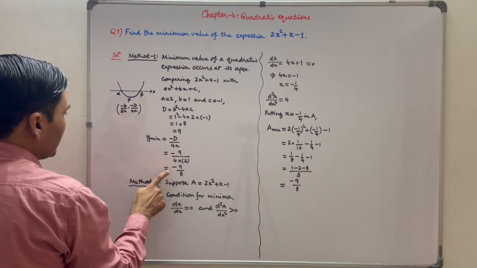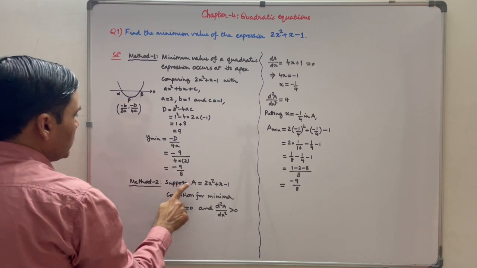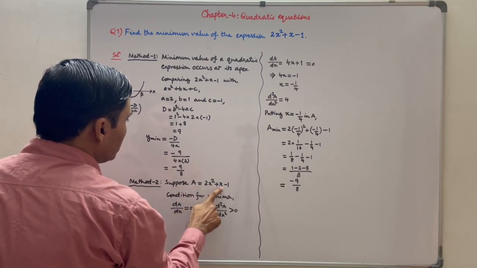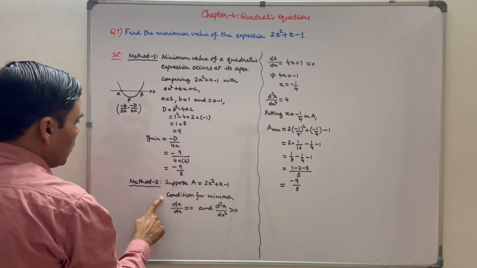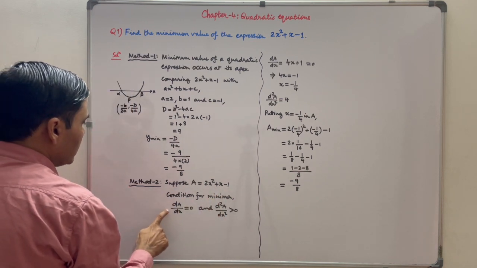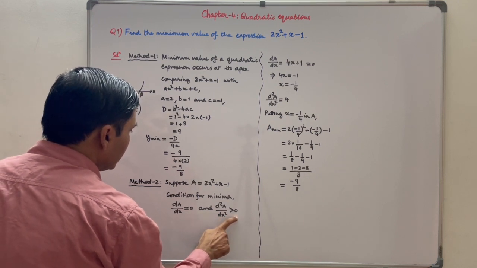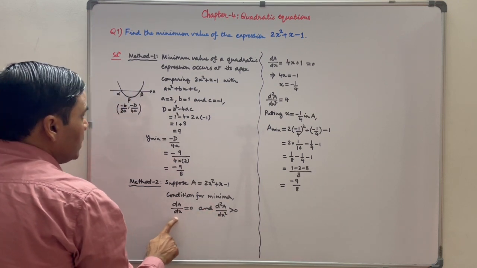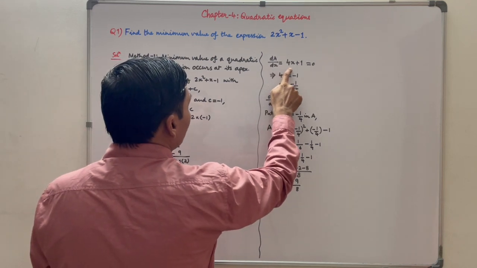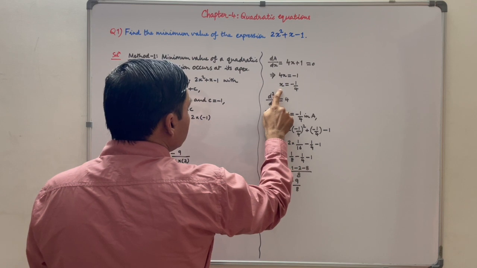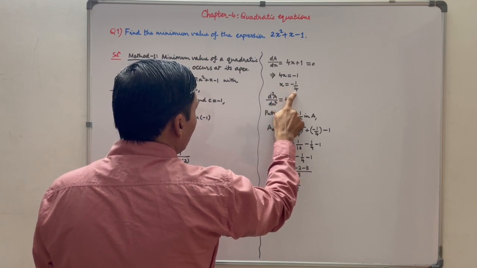Second method, suppose A is equal to the given expression 2x square plus x minus 1. Condition for minima is dA upon dx is equal to 0 and d square A upon dx square is greater than 0. So dA by dx comes out to be equal to 4x plus 1. We will equate this to 0. So x is equal to minus 1 by 4.